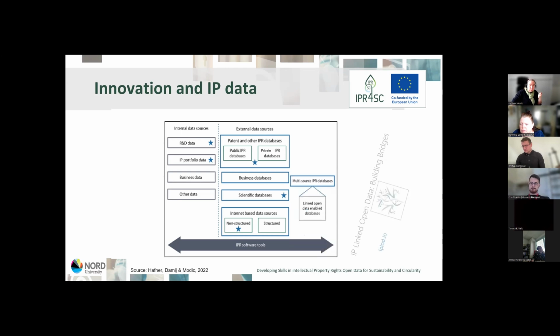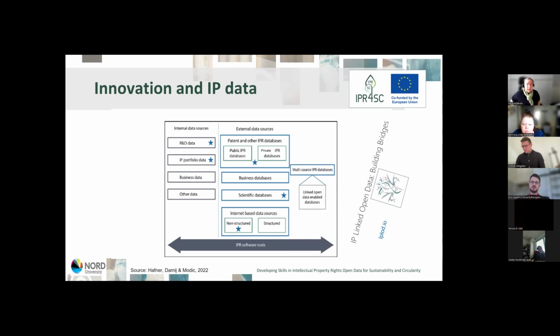And then, of course, we have also these multi-source IP databases where we're merging some data. And I left from the original article these linked open data enabled data sets. We've done a few years ago for the European Patent Office a project called IP linked open data building bridges. And it goes to that issue of variety, so we can have data of different types. And this was a specific type called linked open data. It was patent data. What we've done, we've linked it to publication data, right, in this particular format.